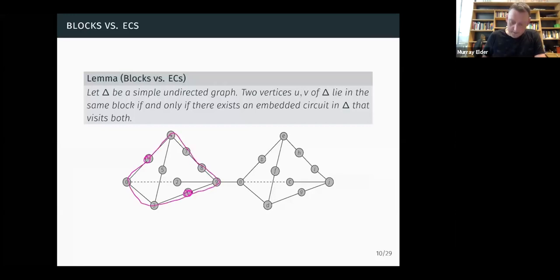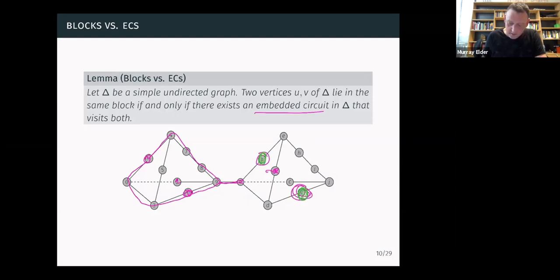Whereas if you've got one in here and we think that those two are not in the same block, then there's no embedded circuit because I'm going to have to cross that edge. That's not a difficult thing to prove. So there's a connection between blocks and embedded circuits. And just a little observation about these vertices that I was interested in before, I should change color.